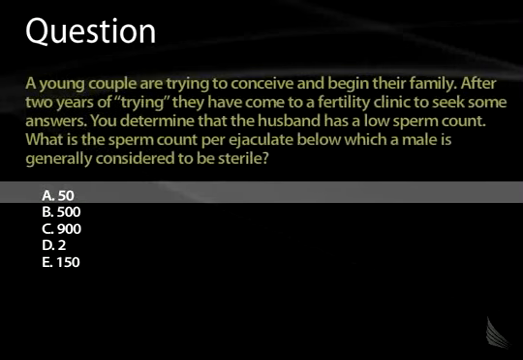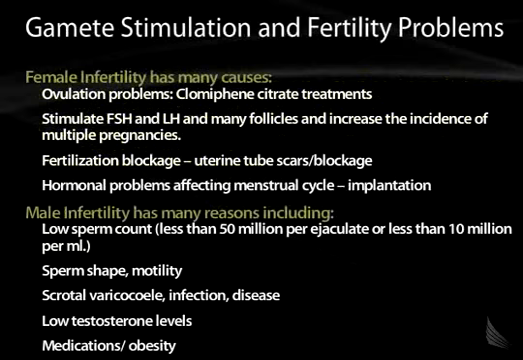We're looking for 50 million in an ejaculate. If only 50 million sperm are present in an ejaculate, there'll be too small a number of sperm to actually reach the oocyte, since only 1%, much less than 1%, will actually make it to the egg itself, and we'll talk about this a little bit further.